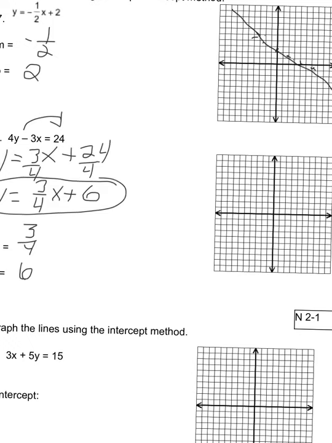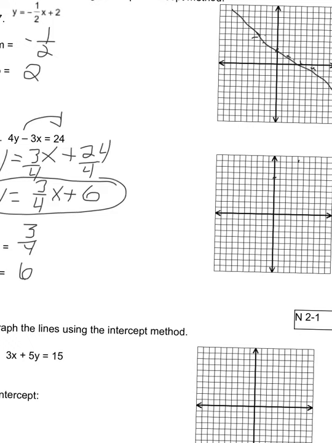Okay, so going up to 6, 1, 2, 3, 4, 5, 6. Put a point. From there, I use my slope to find my other points. It says 3/4, so I'm going to rise 3. 1, 2, 3. Run 4. 1, 2, 3, 4. That's to the right 4.